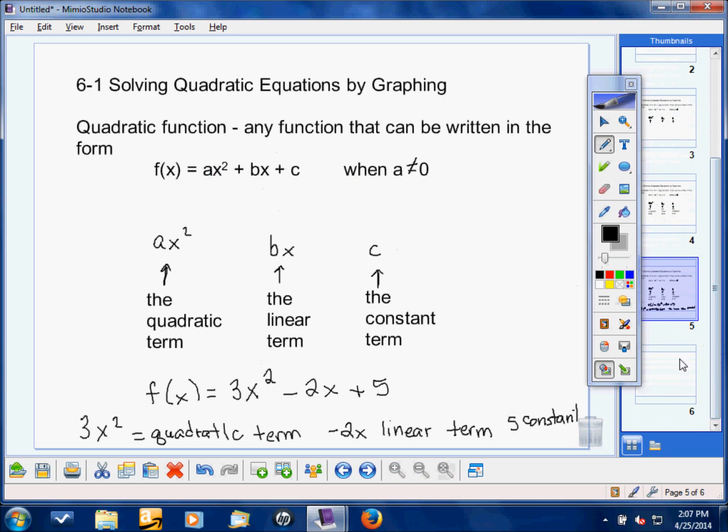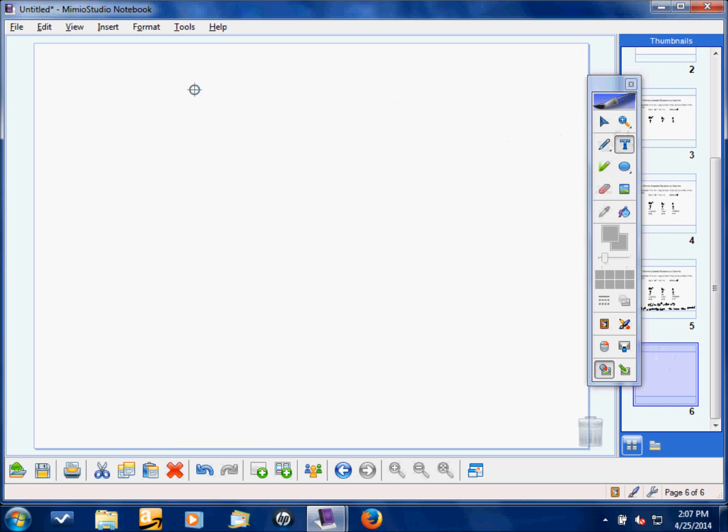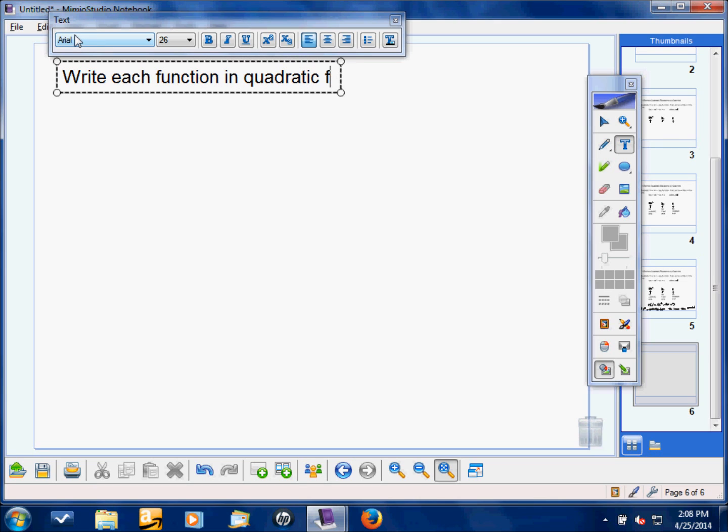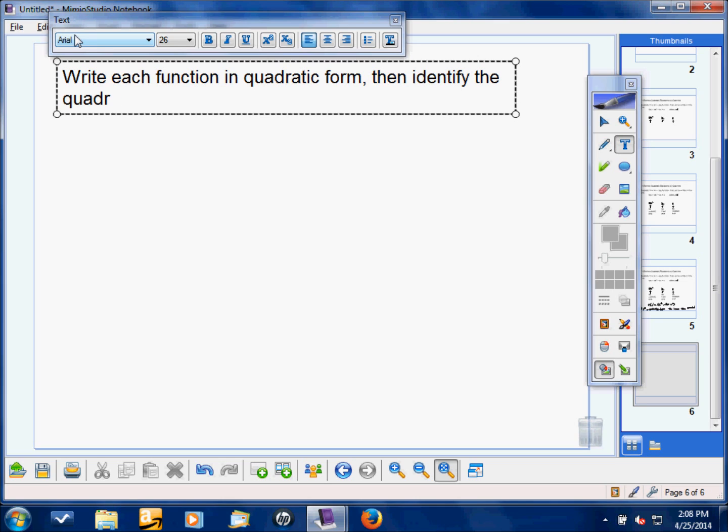So I had started to type a direction and it seems to be gone. Oh my goodness. I'm going to have to retype the direction, so that's okay. So the direction would say: write each function in quadratic form, then identify the quadratic, linear, and constant terms.